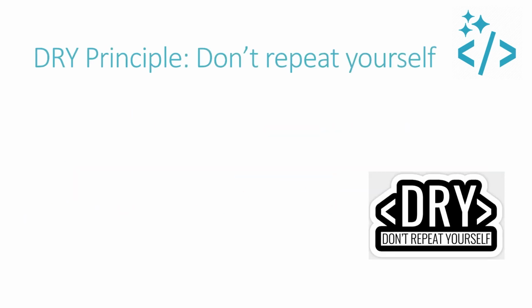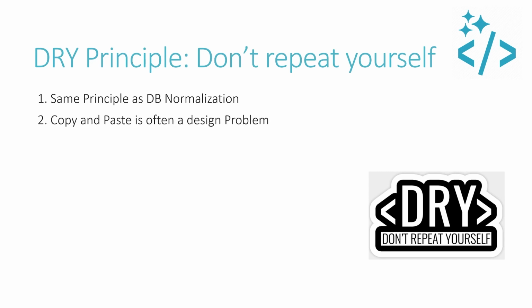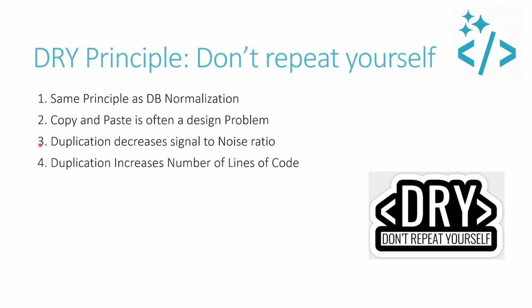We talk about the Don't Repeat Yourself principle, which is the same as denormalization, to not have repeated code. If we copy and paste a method, it means we violate this DRY principle, because we repeated some code. And of course, duplication decreases the signal to noise ratio because we have to maintain much more code now if we repeat ourselves. Duplication also increases the number of lines of code, and it's a maintenance problem.